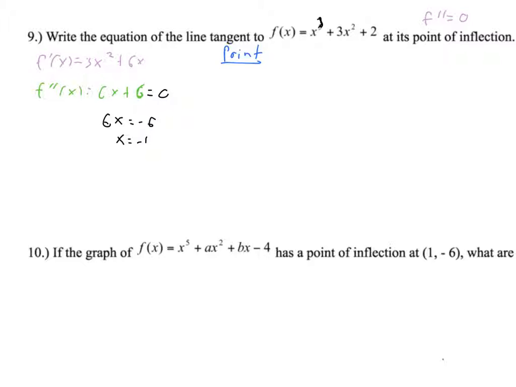The y value is going to be what we get when we go back to our original function f. So what is f of negative 1? Negative 1 cubed plus 3 times negative 1 squared plus 2 times negative 1 plus 3 plus 2 is 4. And we need a slope.